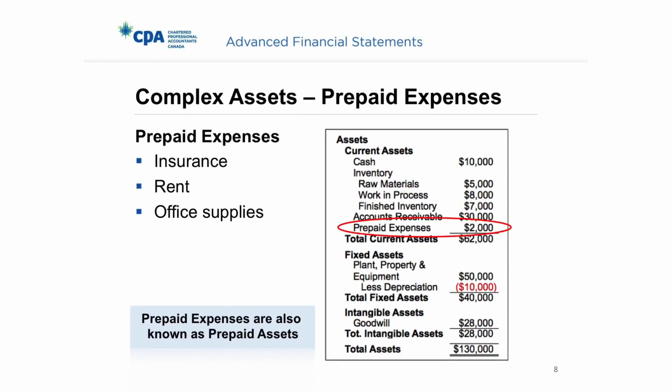Another item is prepaid expenses on your balance sheet, and this is where a business prepays for certain assets and it needs to be reflected on the balance sheet. Prepaid expenses may be confusing because when you think of expenses, you tend to think of your profit and loss statement, not your balance sheet. These can also be called prepaid assets. So let's take a look at an example.